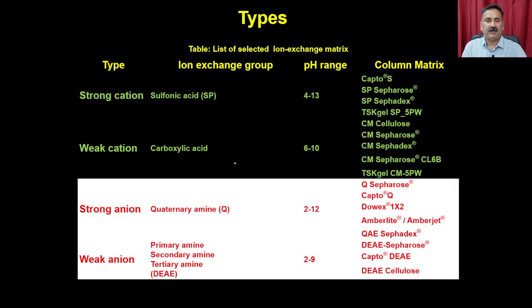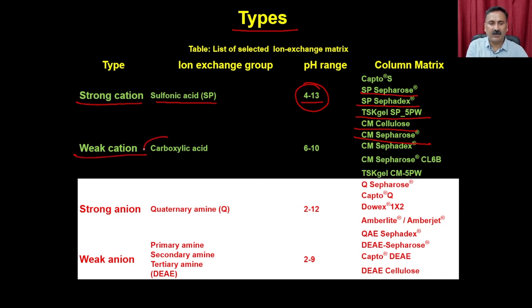And you can use different types of matrix. For example, you can have strong cation exchangers or weak cation exchangers, strong anion and weak anion exchangers. These are the different examples of matrices available for ion exchange chromatography. For the strong cation exchangers, you can have sulfonic acid or SP Sepharose, and the pH range in which these matrices can work is 4 to 13. You can have multiple examples like SP Sepharose, SP Sephadex, TSKgel, CM cellulose, and CM Sepharose.